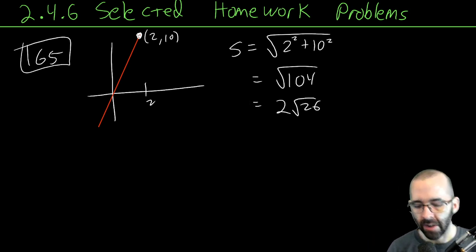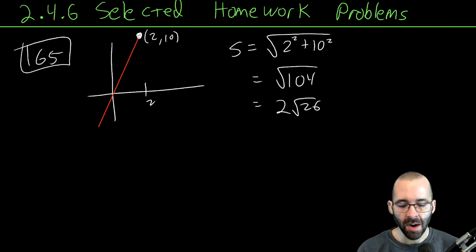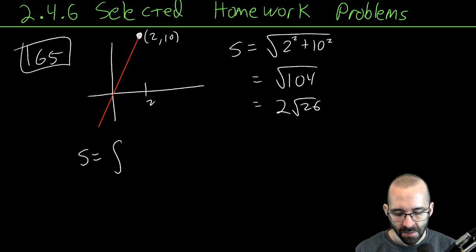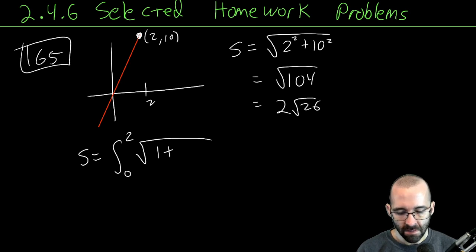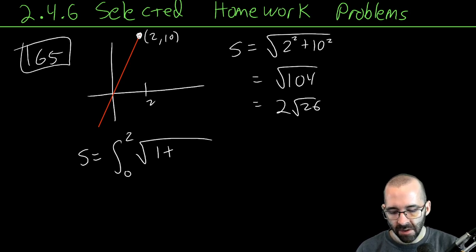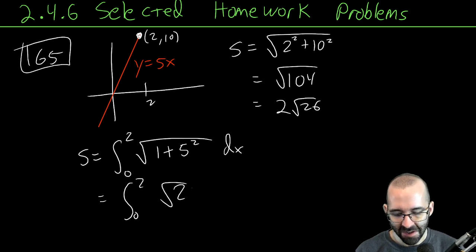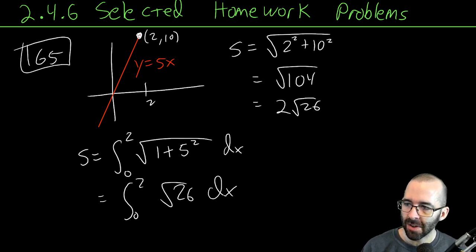We know the arc length already, but let's use calculus and make sure it's right. So calculus says the arc length is going to be the integral from a to b of the square root of 1 plus the derivative squared. What's the derivative of this function? Well, it's just 5. So that's going to be the integral from 0 to 2. This becomes the square root of 26. Oh, that's a good sign. dx. What's the antiderivative of this?